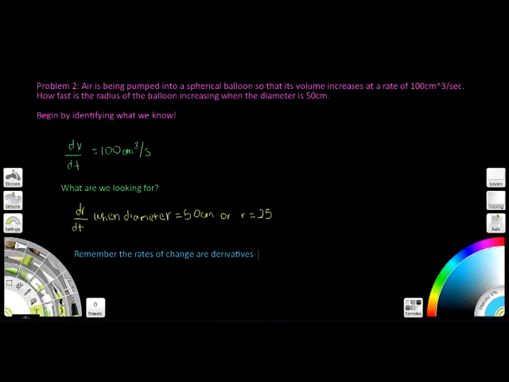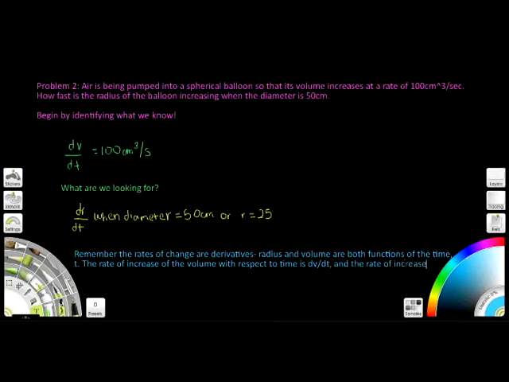Remember, the rates of change are derivatives. Radius and volume are both functions of the time t. The rate of increase of the volume with respect to time is dV/dt, and the rate of increase of the radius is dr/dt. The formula to find the volume of a sphere is V equals 4 over 3 pi r cubed.